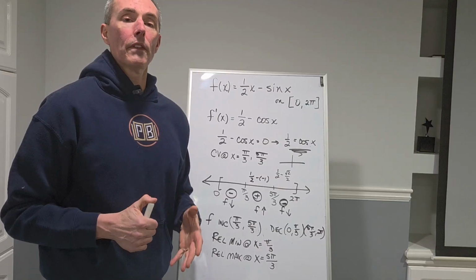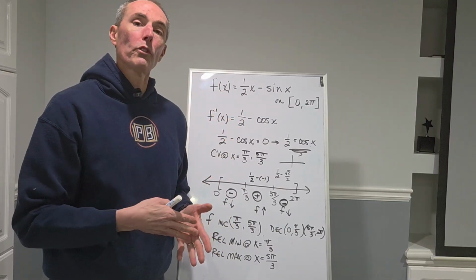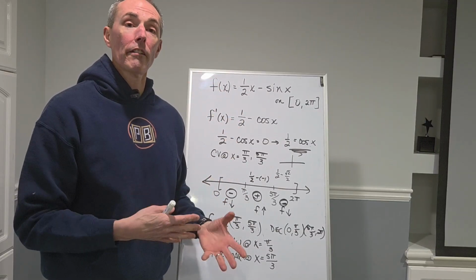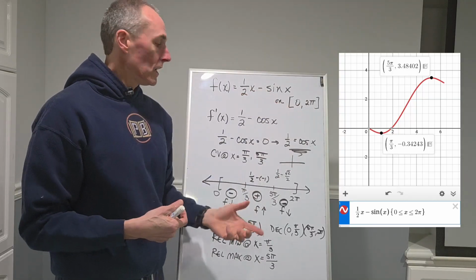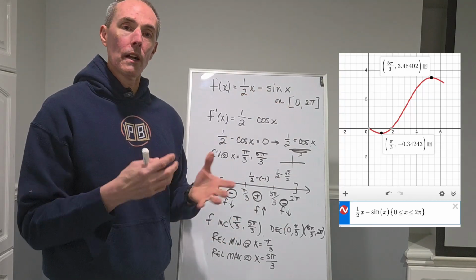So the beautiful thing about this is, yes, this is all analytical, but don't forget you could always verify this by looking at a graph. So if you were to graph this function, 1/2 x minus sine x, restrict the domain, you should see everything that we came up with here show up on the graph.